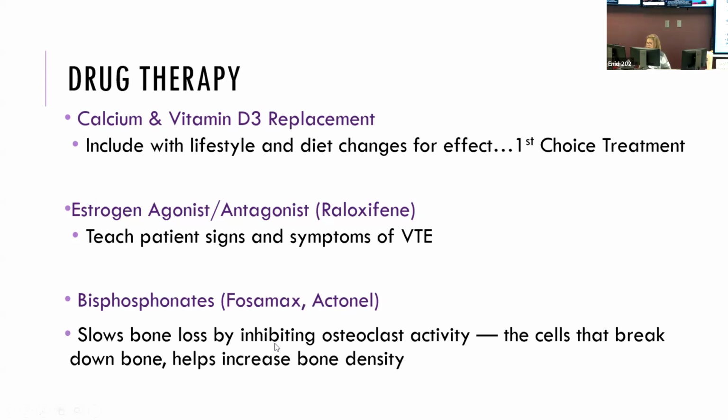It slows bone loss by inhibiting osteoclast activity, the cells that break down bone, and helps increase bone density. So there are a lot of nursing implications that go along with giving these types of medications. The most common ones are Fosamax and Actonel. When you give these, the patient needs to take them first thing in the morning, with a full glass of water, which is about 6 to 8 ounces, on an empty stomach, 30 to 60 minutes before they eat any food.